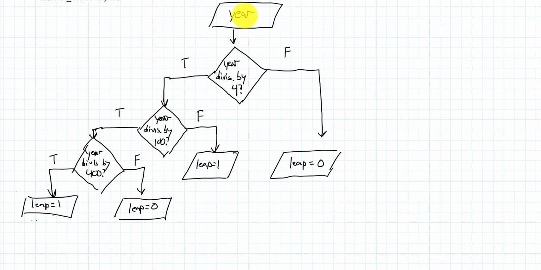If we think about 2000, 2000 is divisible by 4. It is also divisible by 100, but it is also divisible by 400, so it was a leap year. 1900, if that's our input, is divisible by 4, also divisible by 100, not divisible by 400 though, not a leap year. And then something like 2021, that comes in. Is it divisible by 4? No, false. So right away we can say it is not a leap year.